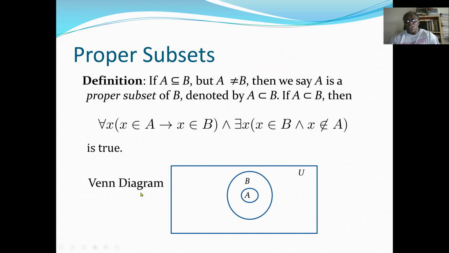And we can use the concept of a Venn diagram to explain the subset. Here we can look at the Venn diagram, and we can say that sets A and B are subsets of U, or set A is a subset of set B.